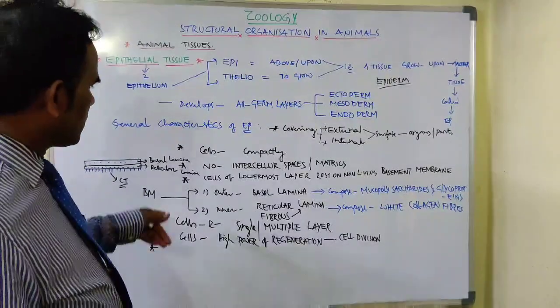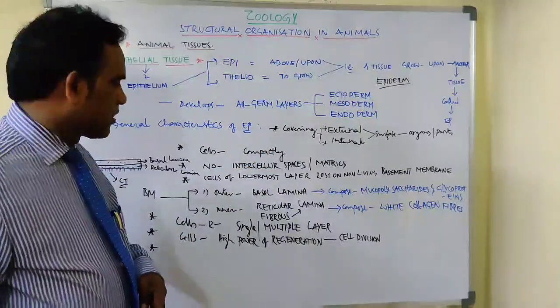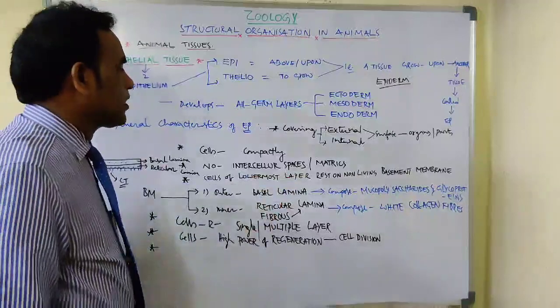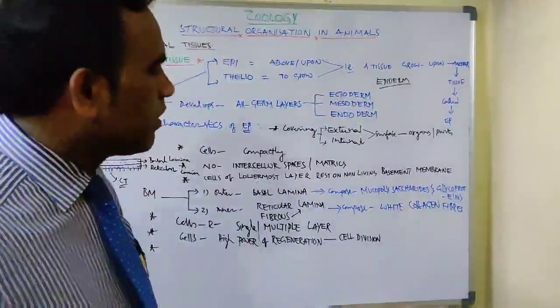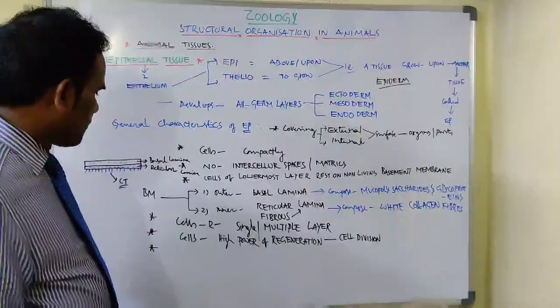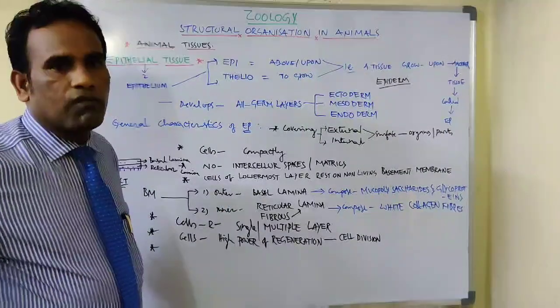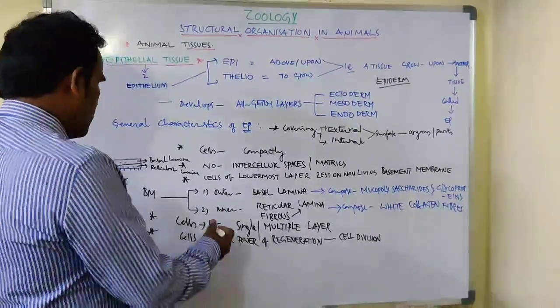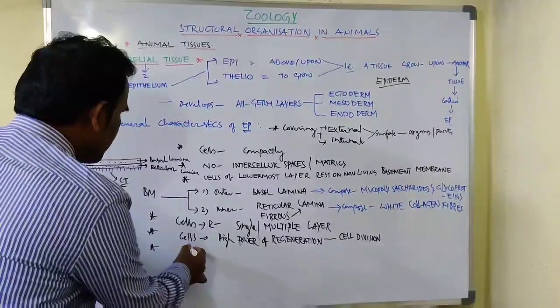As we said, number 1 is that cells are arranged compactly, number 2 is no intercellular spaces, and number 3 is that the lowermost layer of epithelial cells rests on the basement membrane. The basement membrane is composed of the parts we discussed, and the cells are single or multi-layered, and the cells have a high power of regeneration capacity. So epithelial tissue is avascular.